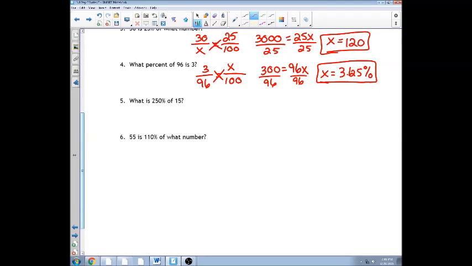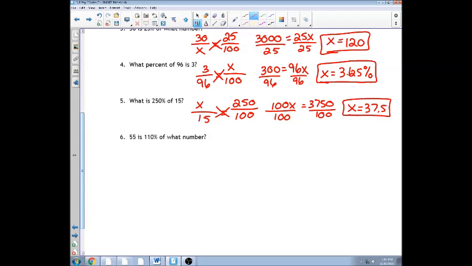Okay? What is 250% of 15? So again, we're looking for our is. Put an x where the is would be. 15 is our of. 250 is our percentage. That's over 100. Go ahead and cross multiply. We'd have 100x is equal to 3,750. Go ahead and divide by 100, and x would equal 37.5. Again, that is not a percentage, so I do not need to label it.